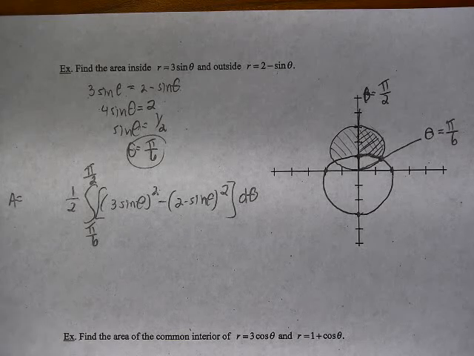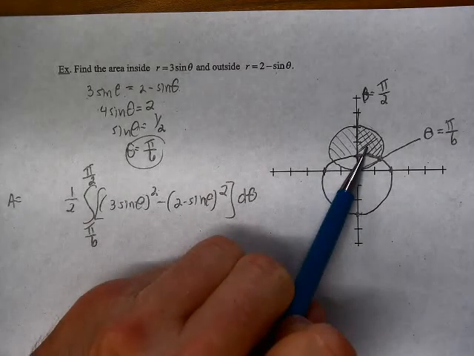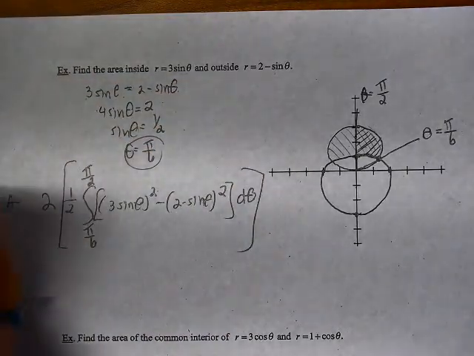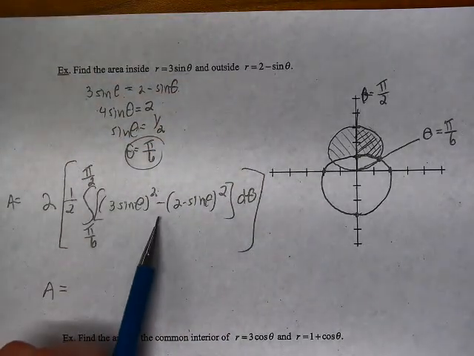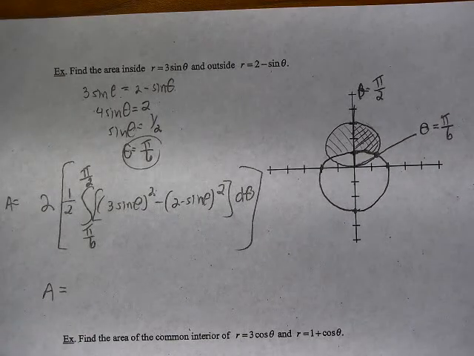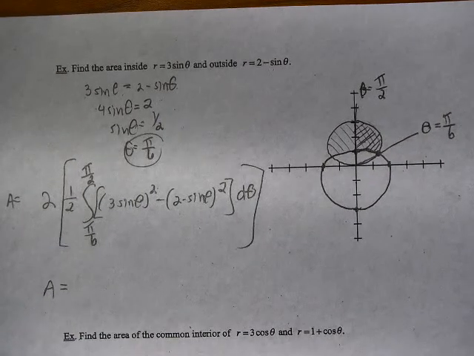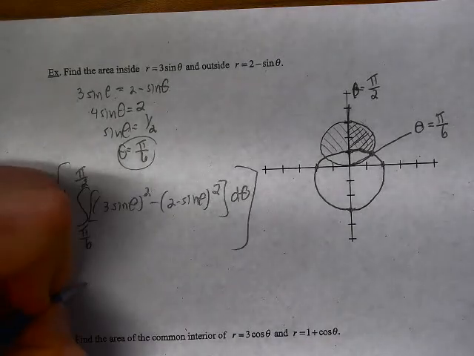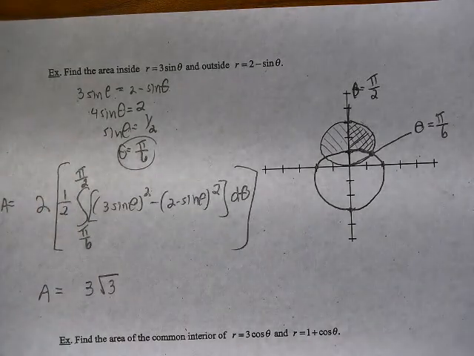Alright, so there's the setup. That only tells me that right half, so I have to double that. And if we work through that integration, again, there are some double angle formulas. We get some sine squareds in there, so we're going to have to use a double angle formula. And our total area, we're going to get 3√3.